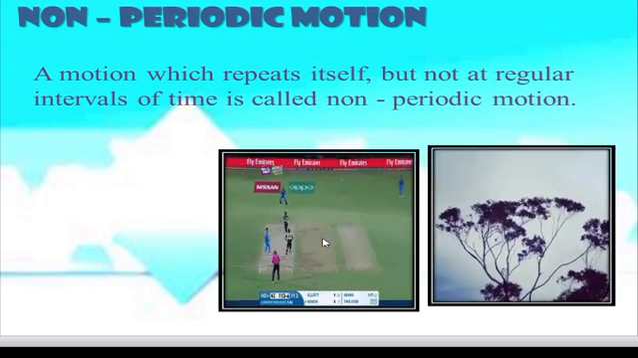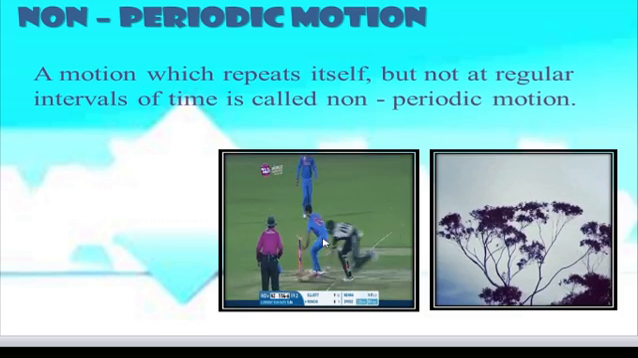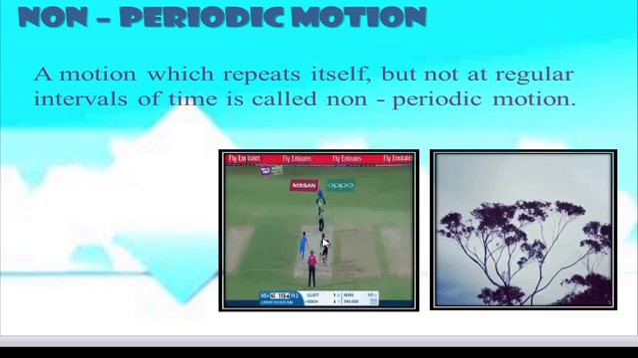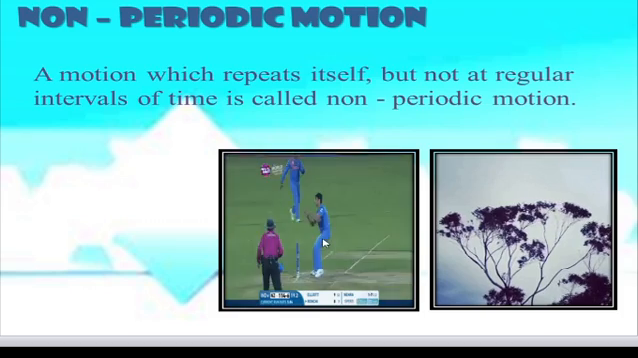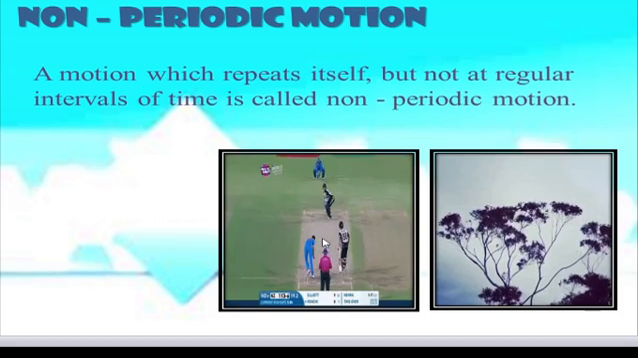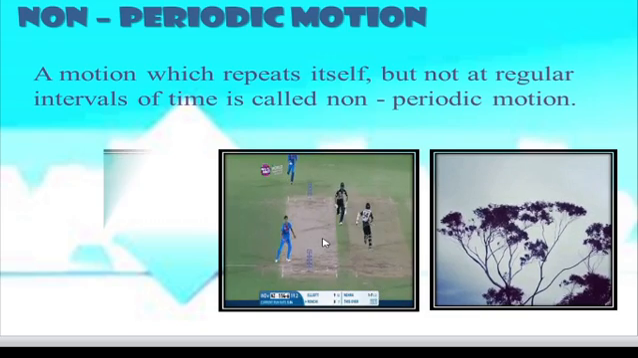Another example, the trees' movement, that is to and fro. Sometimes we can see, at that time, you will observe the trees moving from all sides, from one side to another side. So this is one example of non-periodic motion.